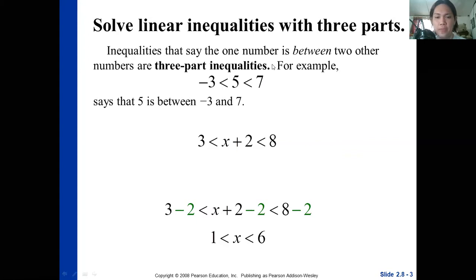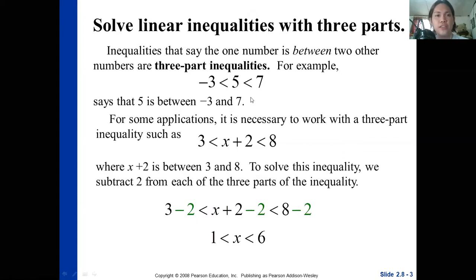Now, going back, for some applications it is necessary to work with a three-part inequality such as 3 less than x plus 2 less than 8, where x plus 2 is between 3 and 8. To solve this inequality, we subtract 2 from each of the three parts of the inequality.